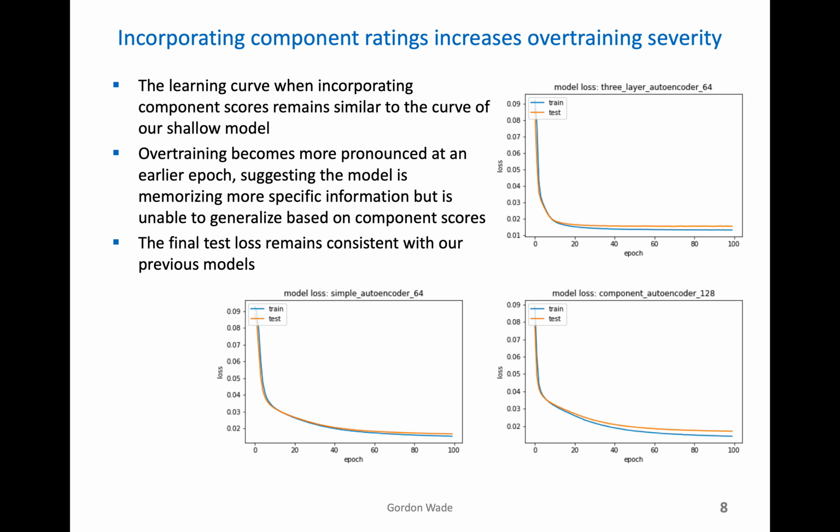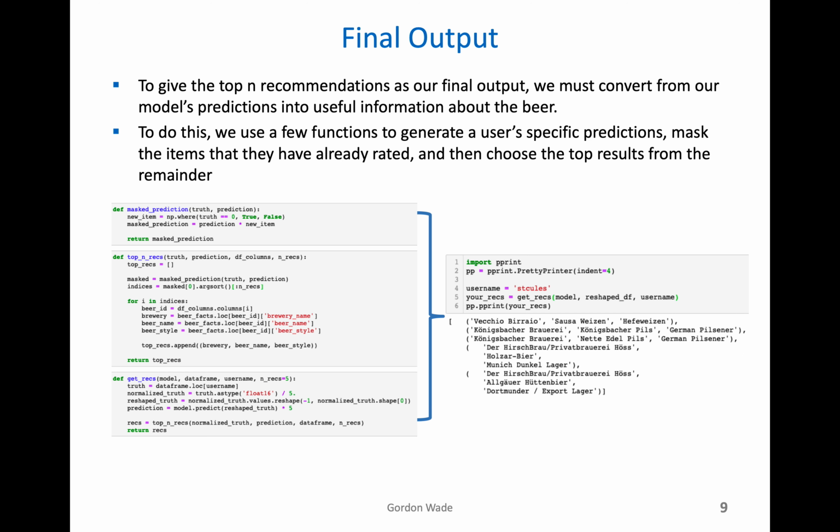And then finally, when we train using additional subcomponents of the review, we see that it takes a bit longer to train. Our final output here is, given any user with their currently reviewed beers, we can provide some recommendations on new beers that they might like.